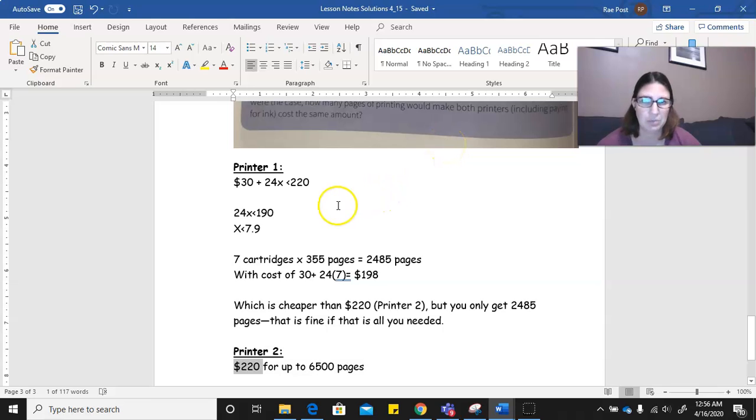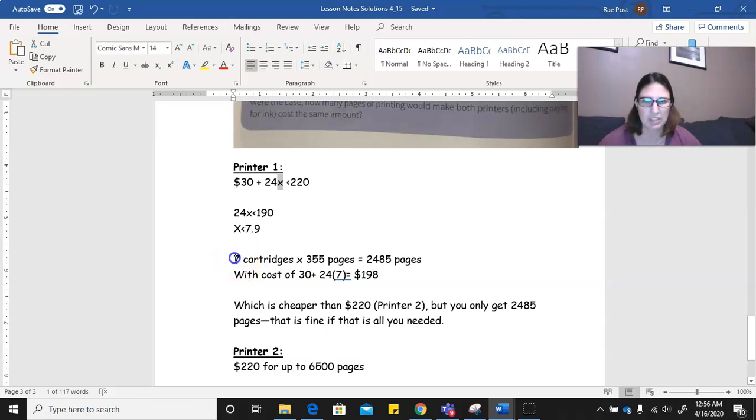That's what I was hoping you would think. So I made an algebraic model. I did it as an inequality because it's up to $220. So 30 plus 24x, where x is the number of cartridges. I subtracted 30 from both sides and got 190, and I divided both sides by 24. 190 divided by 24 is about 7.9, so it's about seven cartridges.